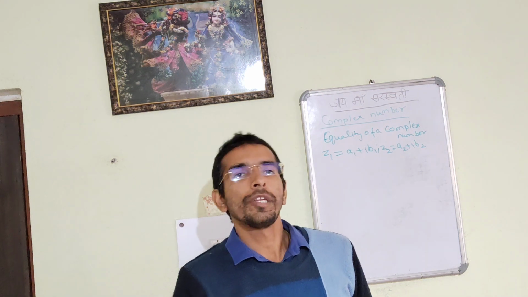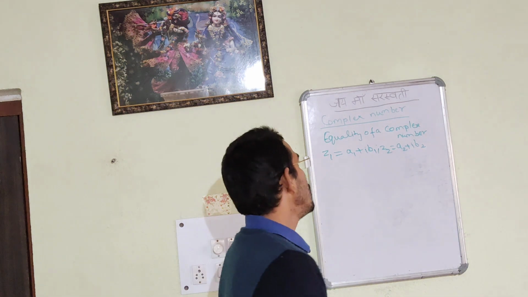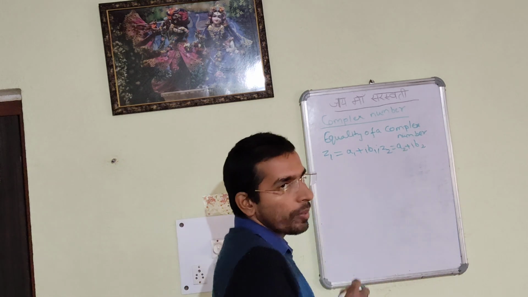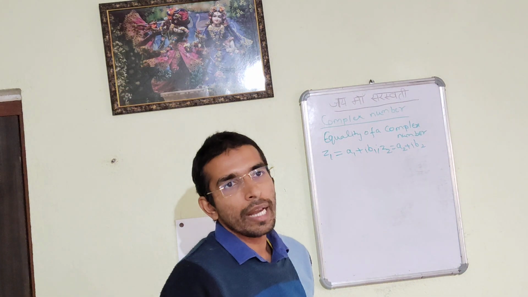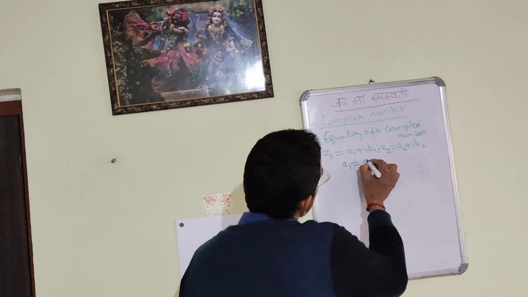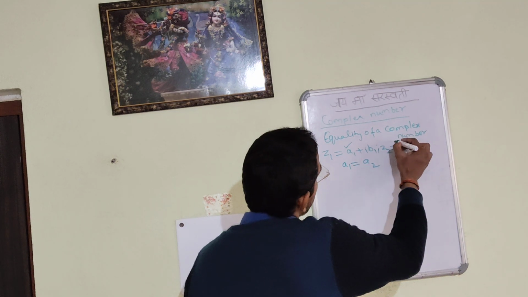The two complex numbers are said to be equal if the real part of the first complex number is equal to the real part of the second complex number, and the imaginary part of one complex number is equal to the imaginary part of the other complex number. So z1 is the first complex number and z2 is the next complex number. As per the concept which I had stated, the real part of z1, that is a1, will be equal to a2. This a1 will be equal to a2.